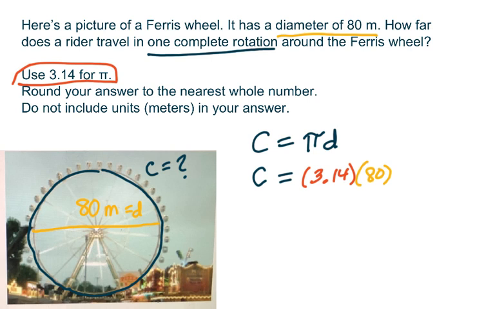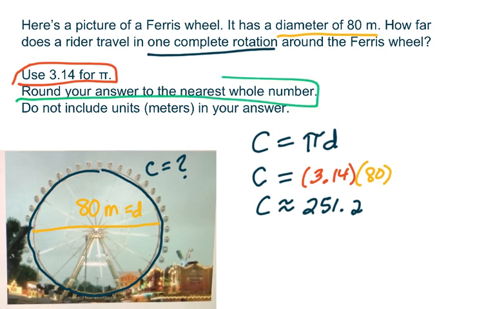From here, I just need to multiply. And I'm starting to get approximate answers, so I'll put that in here. When I multiply 3.14 times 80, I get 251.2. I am asked to round my answer to the nearest whole number. So here's my whole number, 251, and I would use the 2 to help me decide if I'm rounding up or down. Because 2 is less than 5, I would round this down to the number itself, 251.